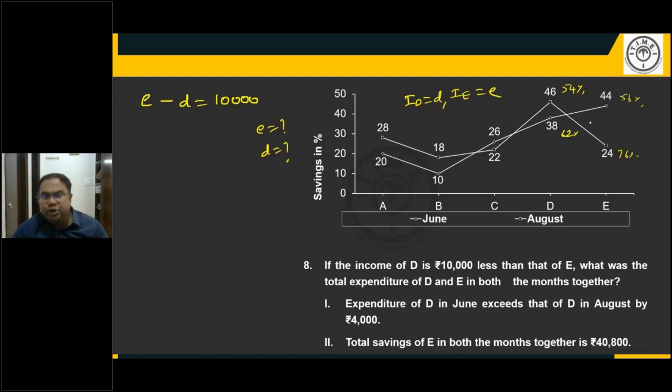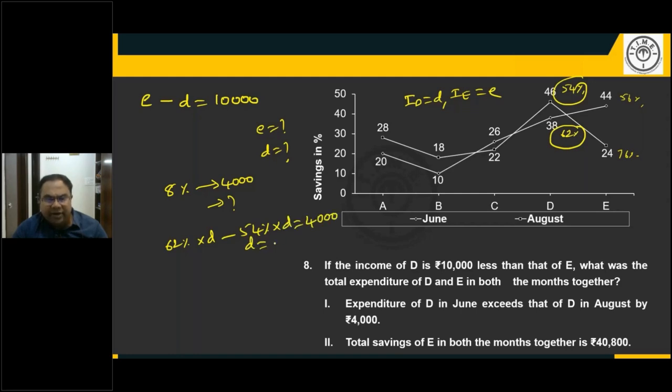Expenditure of D in June, okay, June is 62%, exceeds that in August 54%. Difference is how much? 8%. 8% is 4,000. You can find out their income number. Correct? So it is 62% of D, income is the same number, minus 54% of D is 4,000. If I write like this, I will find out D value.